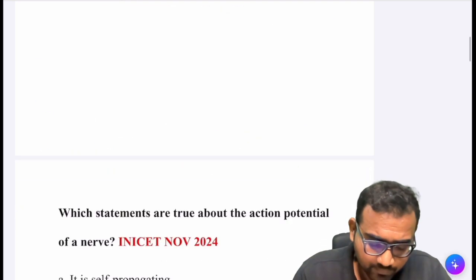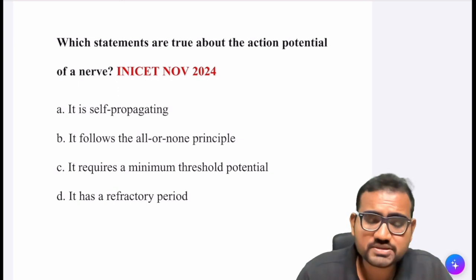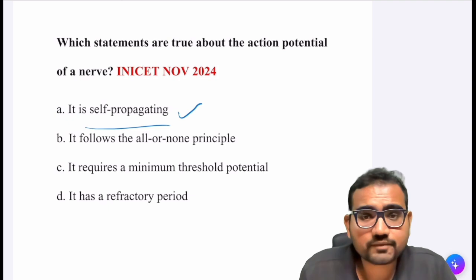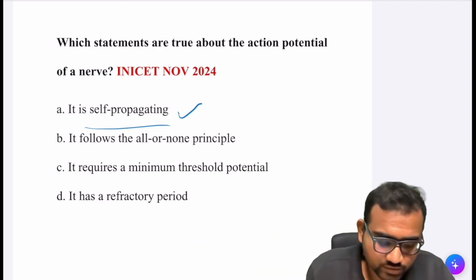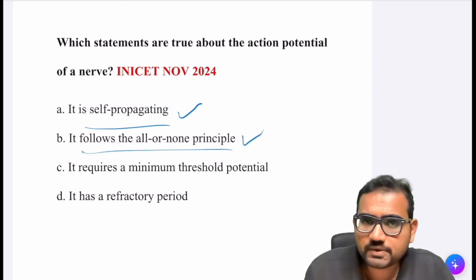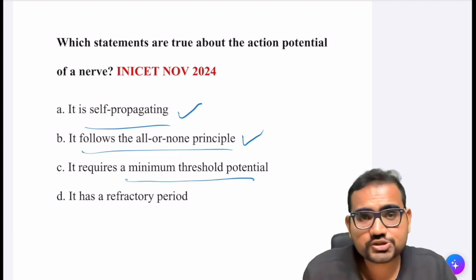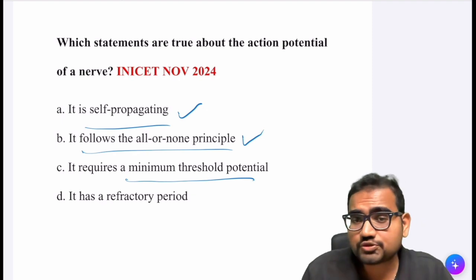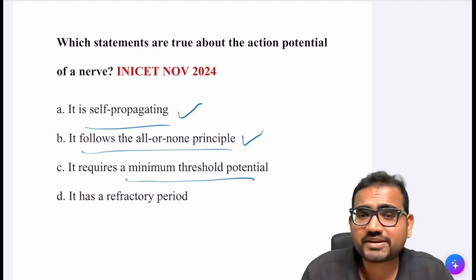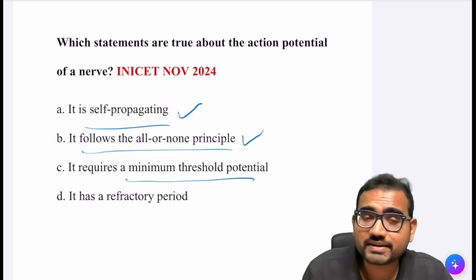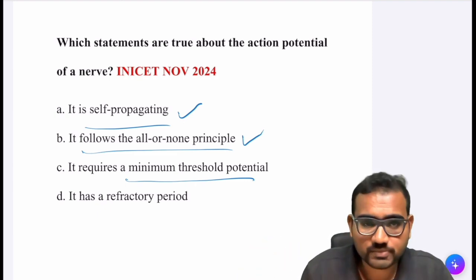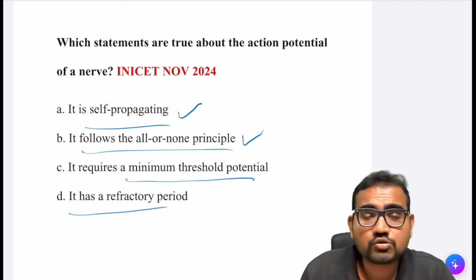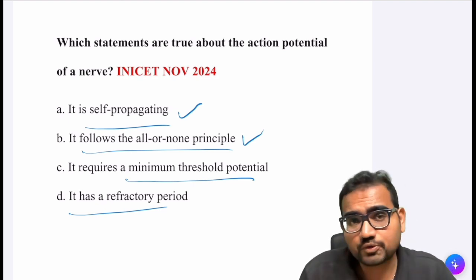Okay, now moving on to the next MCQ, which of the following statements is true about an action potential? So action potential is self-propagating. Of course it is self-propagating. Release of neurotransmitter triggers the neurons. It follows the all or none principle. Yes. It requires a minimum threshold potential. Of course the resting membrane potential should become a little more positive so that it reaches the threshold potential of minus 55, and then the action potential is stimulated. And of course it has a refractory period, absolute refractory period and relative refractory period. So all these statements about an action potential of a nerve are true.